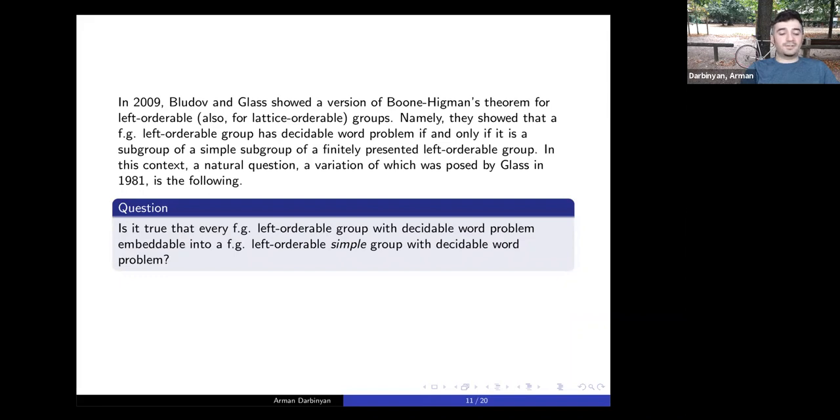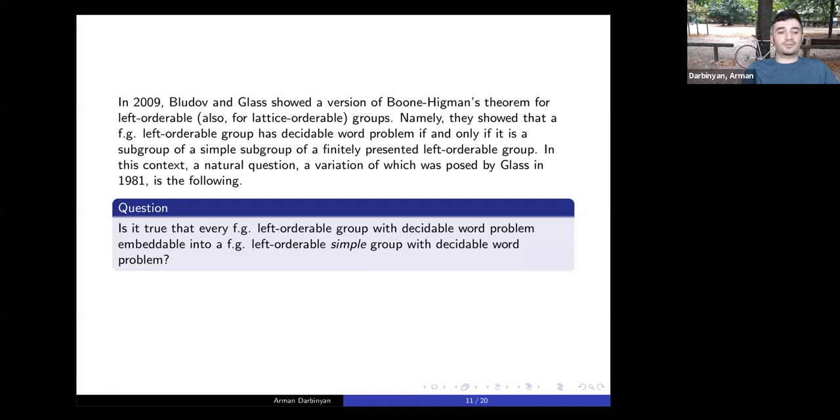So I already mentioned the result of Bludov and Glass. But Bludov and Glass also considered their Higman embedding type result for left-orderable groups, also in the context of the Boone-Higman theorem. In particular, they showed that the statement of the Boone-Higman theorem stays precisely the same once we move from the class of finitely generated groups to the class of finitely generated left-orderable groups. So in the assertion of the Boone-Higman theorem, one just needs to add the term left-orderability.